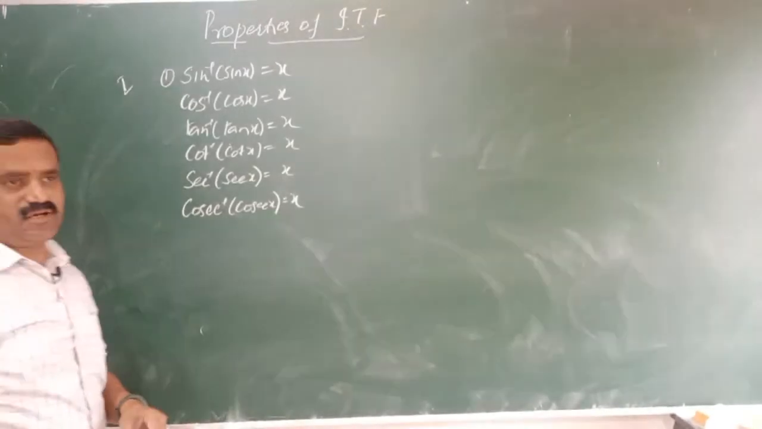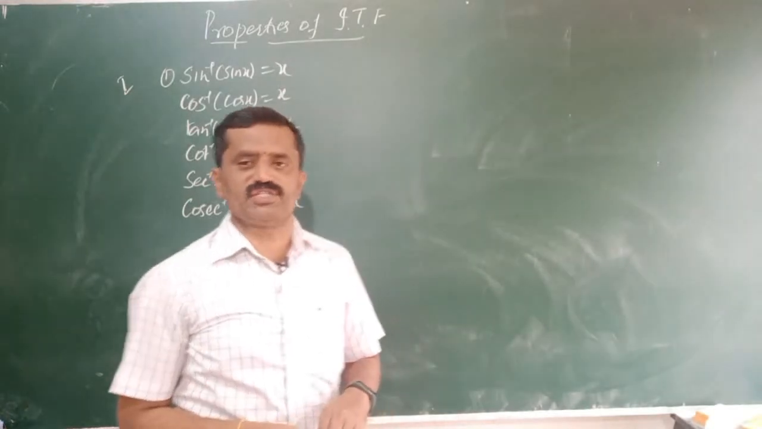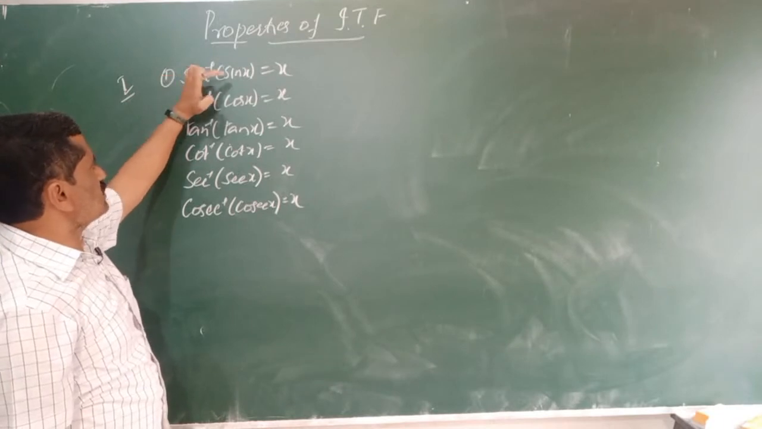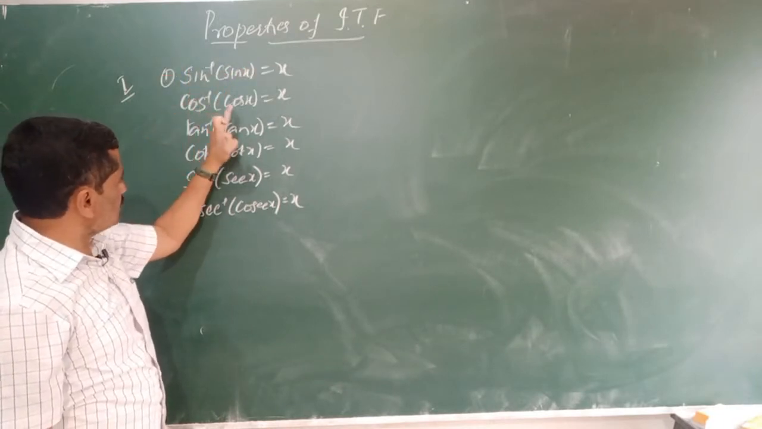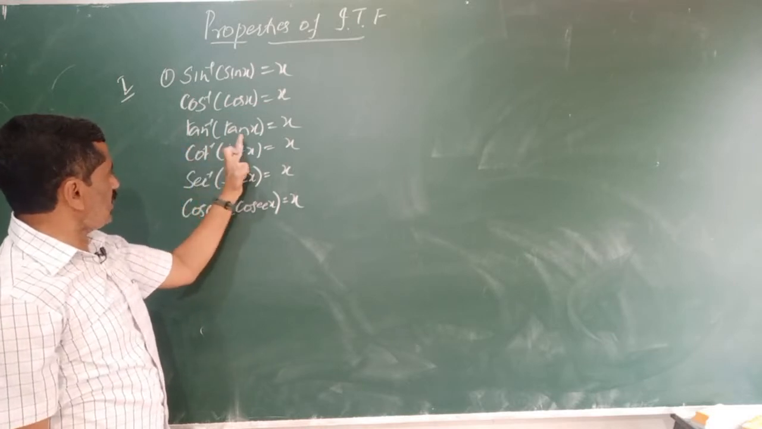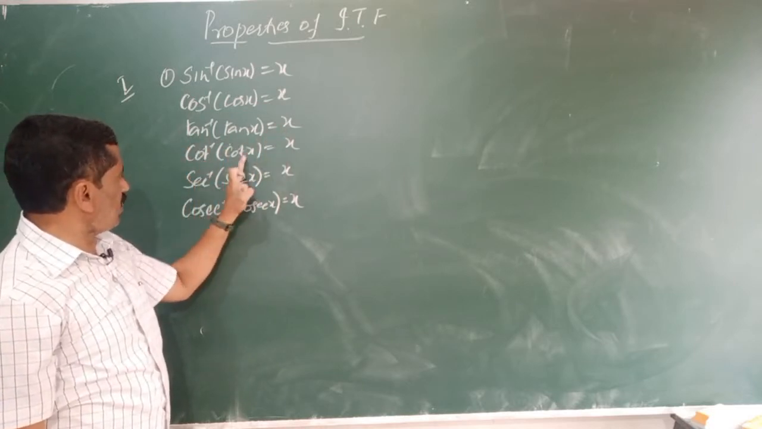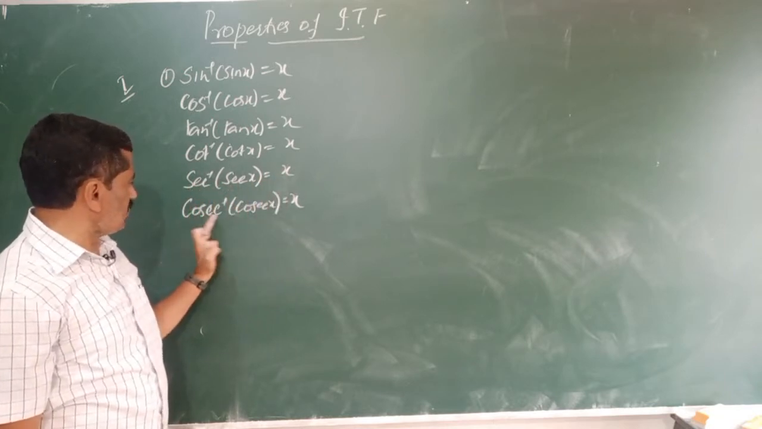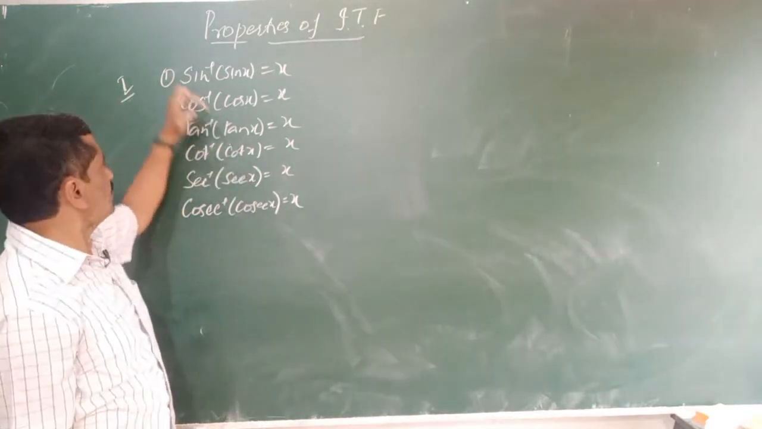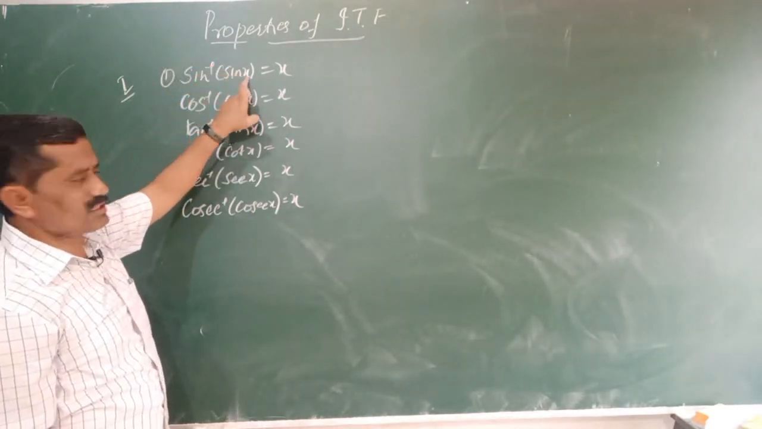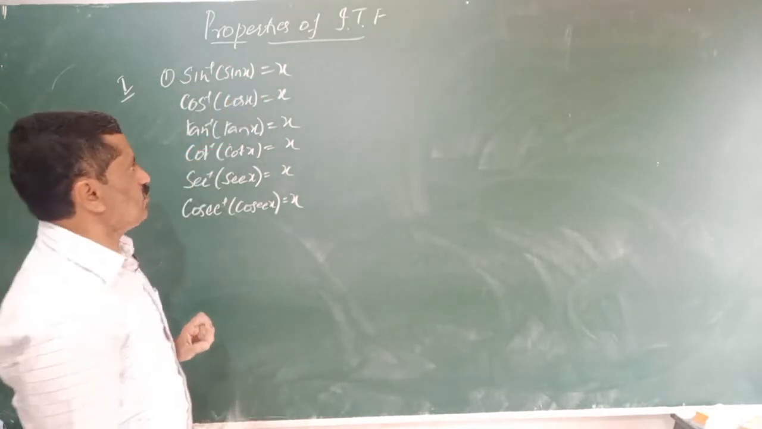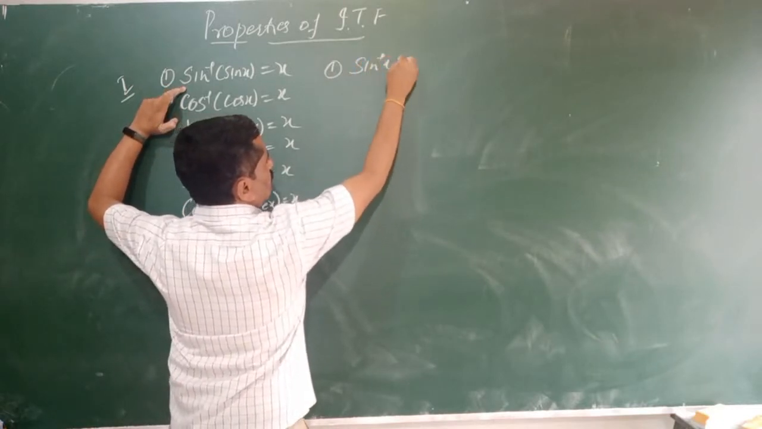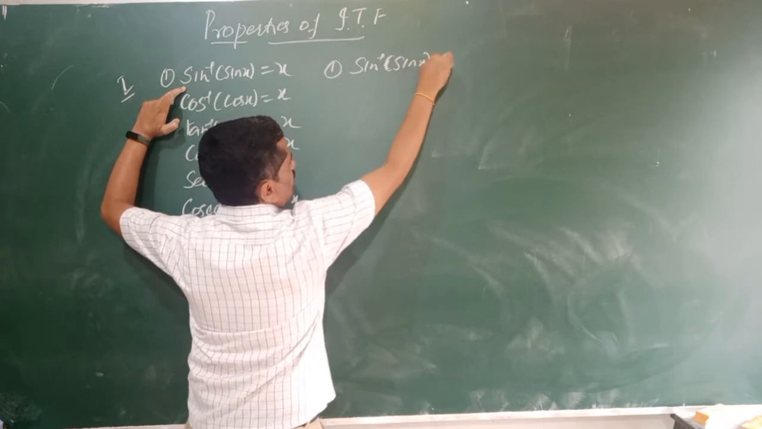Next, we have properties of inverse trigonometric functions. First, sin inverse of sin x is equal to x, cos inverse of cos x is equal to x, tan inverse of tan x is equal to x, cot inverse of cot x is equal to x, secant inverse of secant x is equal to x, and cosecant inverse of cosecant x is equal to x. That means here sin inverse and sin cancel. What is the remaining value? We have x. We will prove this one by one. First, sin inverse of sin x is equal to x.